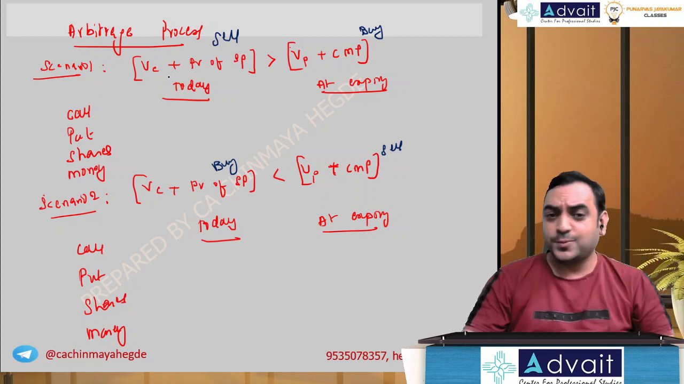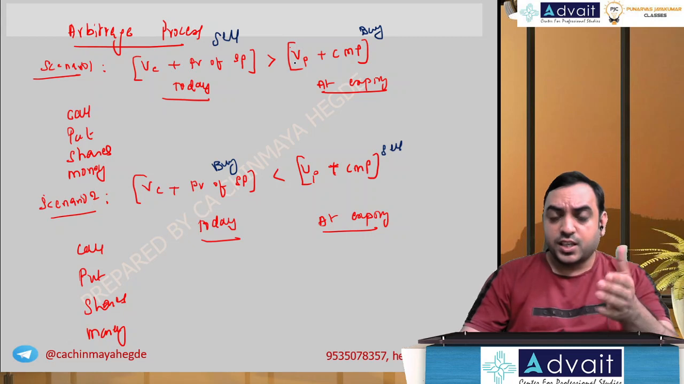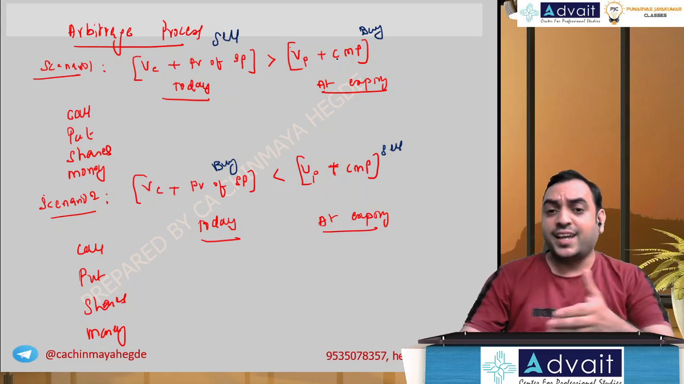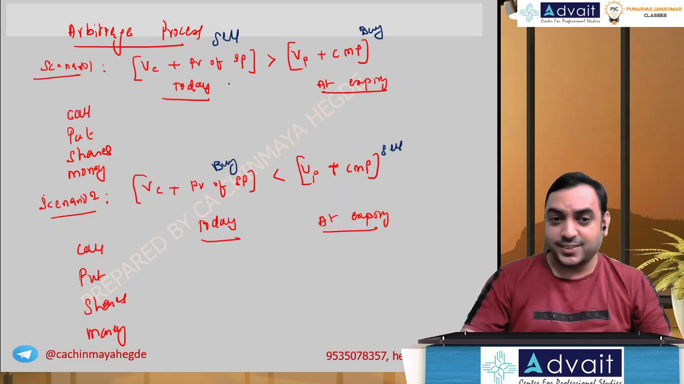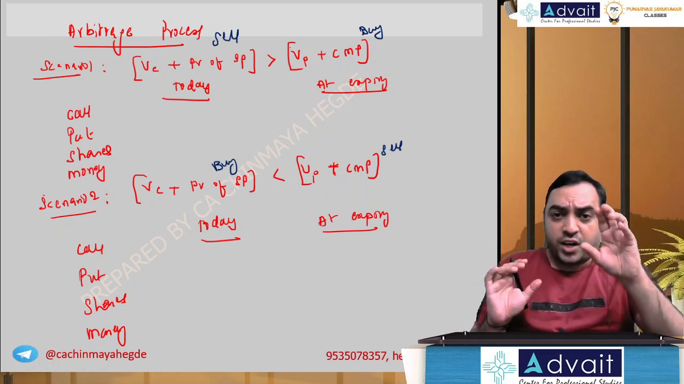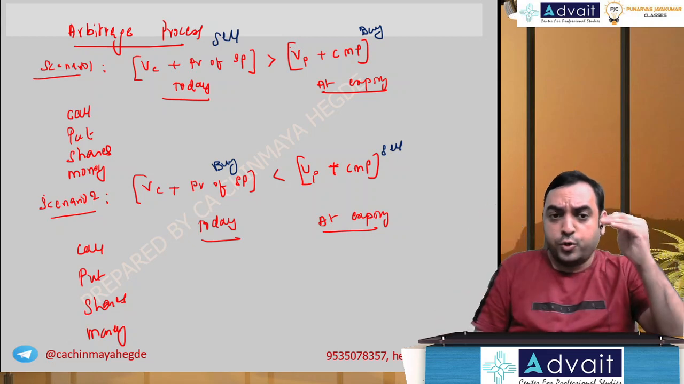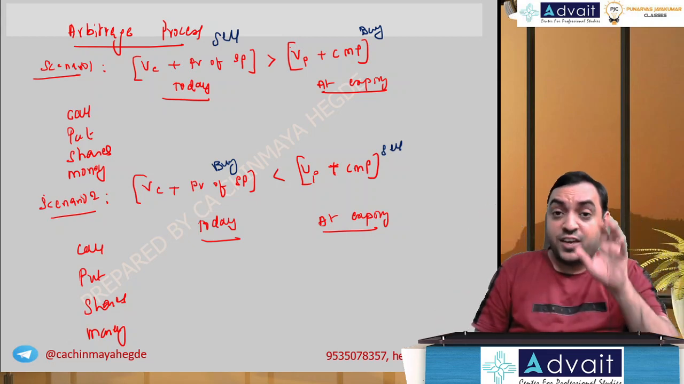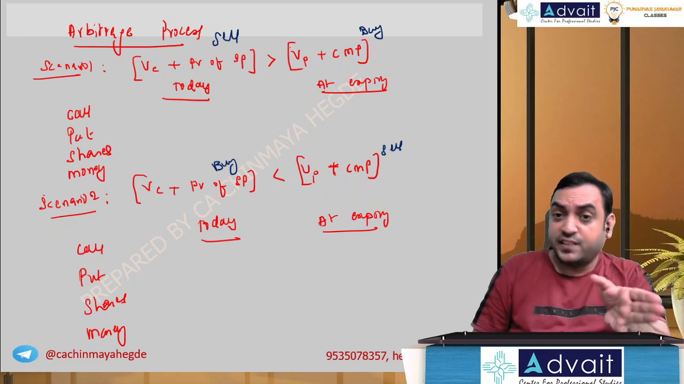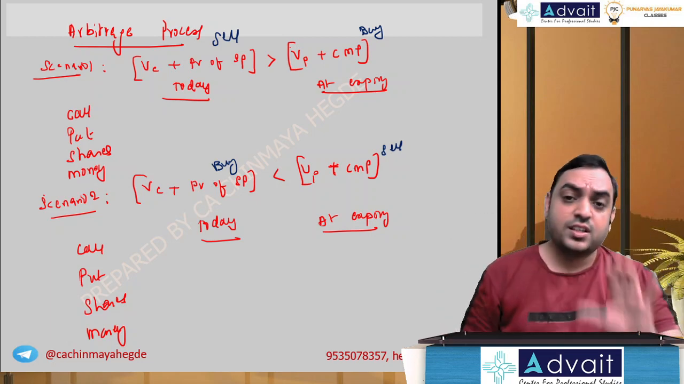Value of call, present value of strike price, that's the money market. Value of put, that's the put option. Current market price, that's the shares, the underlying asset. Okay, now this much is clear. What transactions you do today, what transactions you do on expiry, in call, put, shares, money. If the left hand side is less, you buy the left hand side and sell the right side; reverse if the right hand side is less.